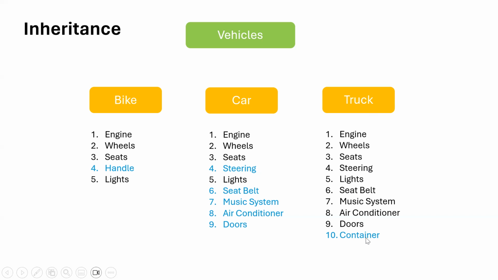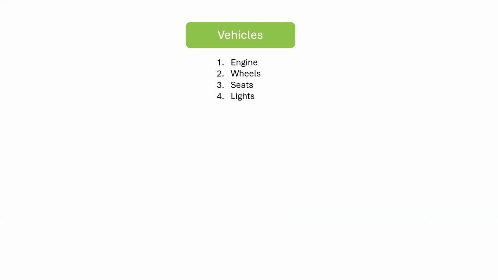If you observe, all these classes are different types of vehicles. So what is the vehicle class here? Vehicle is a class that can have some common properties like engine, wheels, seats and lights and so on. So how will you implement the concept of inheritance? By considering the common properties as well as the unique properties of each vehicle.